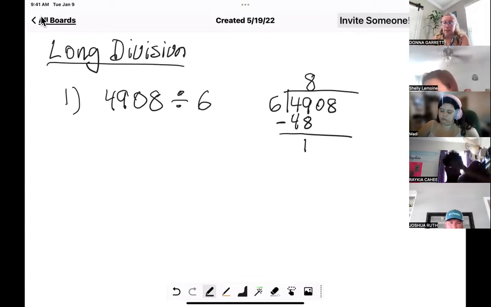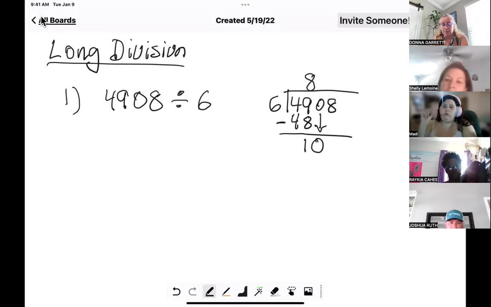Once you do that, in dividing, you bring down the next number. You could have learned it very different ways. I use an arrow. And then you do the same thing. How many 6s are in 10? Well, 2 6s is 12. So that means there's 1 6 in 10.